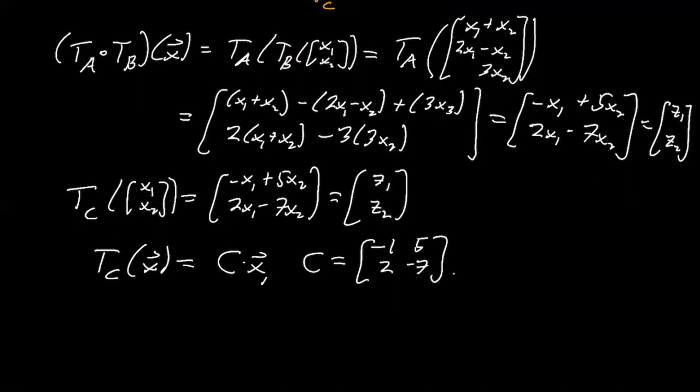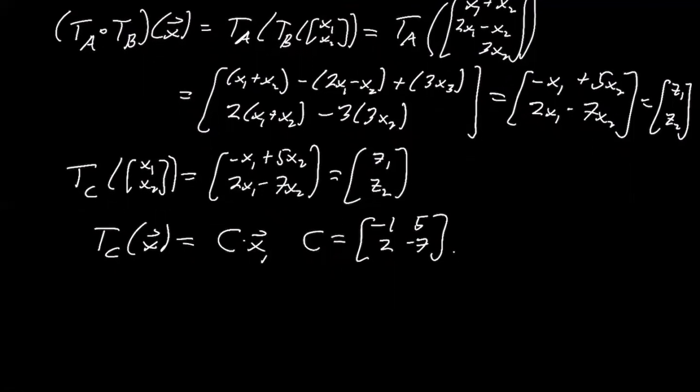And so we have this new matrix that's associated to this composed transformation. And I guess the thing that I want to claim is that C should be naturally considered to be the product of A and B.